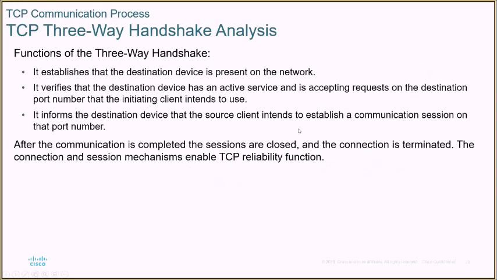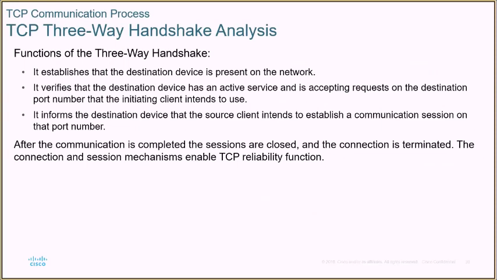And so the three-way handshake, of course, was that first one. It establishes that the destination device is present on the network. That's always nice. You know that the machine is there and is able to respond to you. It verifies that the destination device has an active service and is accepting requests on the destination port number. And then it informs the destination device that the source client intends to establish a communication session on that port number. After the communication is completed, the sessions are closed and the connection is terminated.